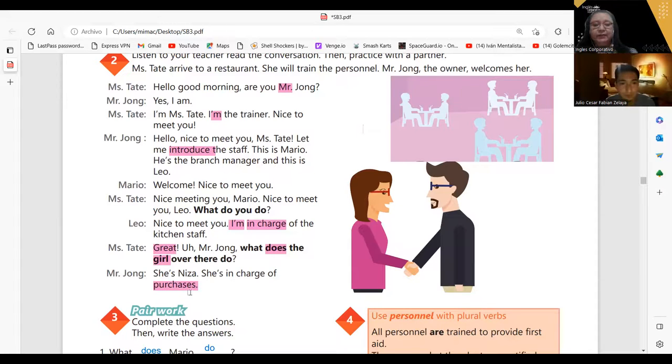Purchases. Purchases. Imagine that it doesn't exist, the U, purchases. Purchases. Excellent. The U is not pronounced, purchases.